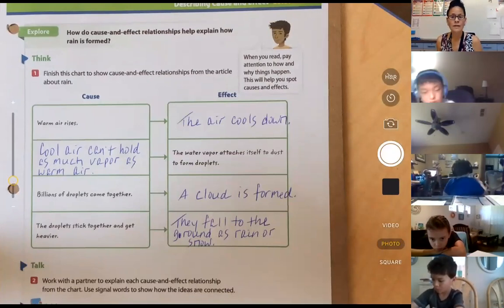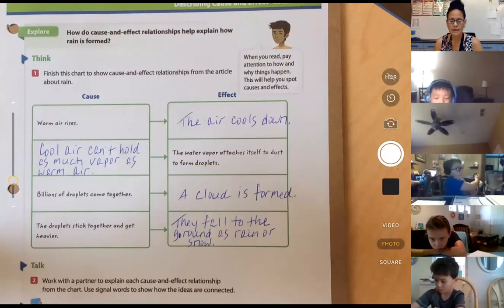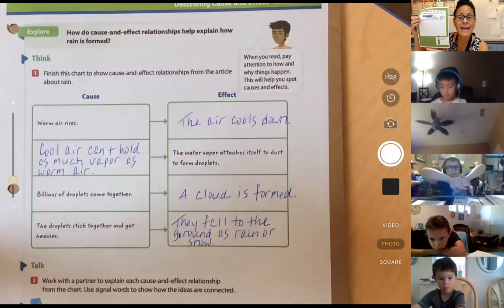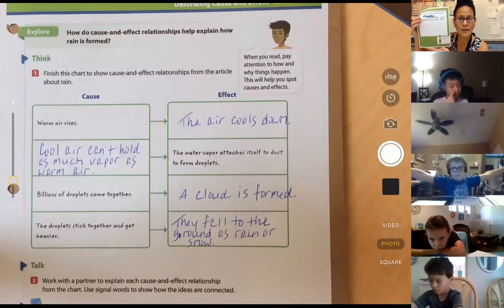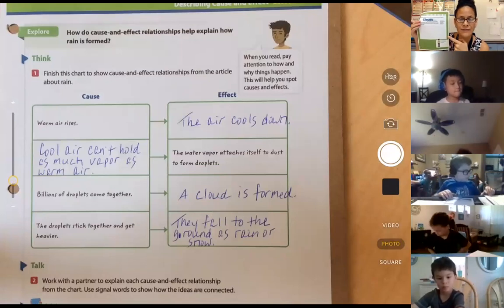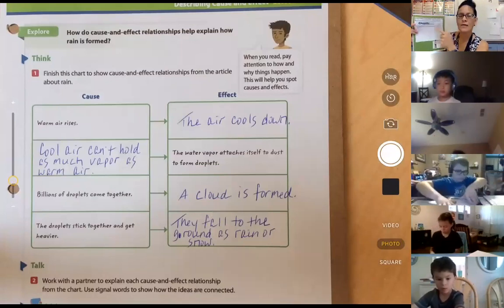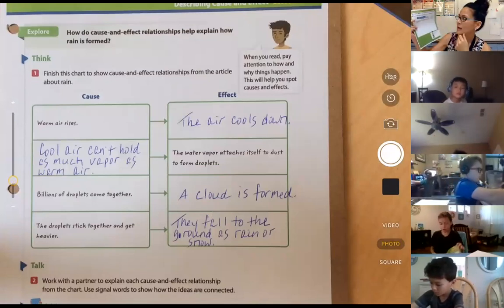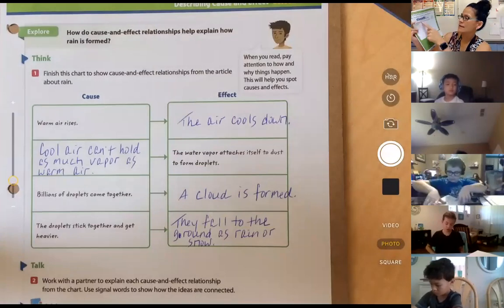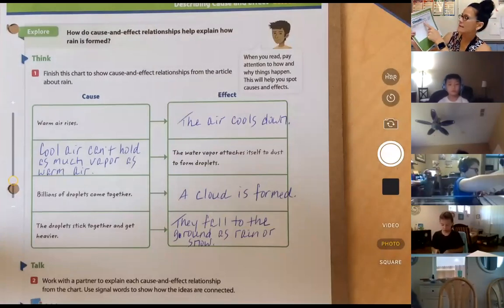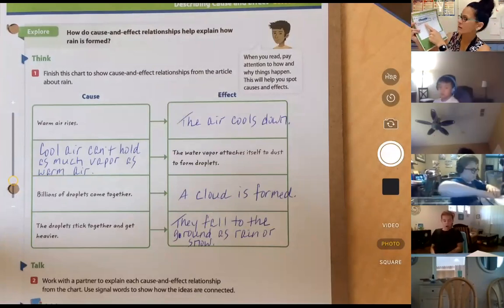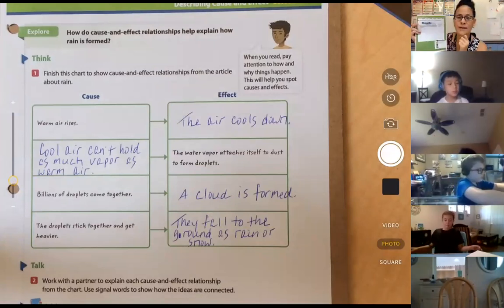So when you are all done with that, my friends, what you need to do next is you need to get out page 58. You're going to skip a couple of pages. It's page 58. You are going to have an opportunity to provide a short response about what we've just done. So it's going to ask you, what happens inside a cloud that causes rain or snow to fall? Use signal words to explain the cause and effect relationship.